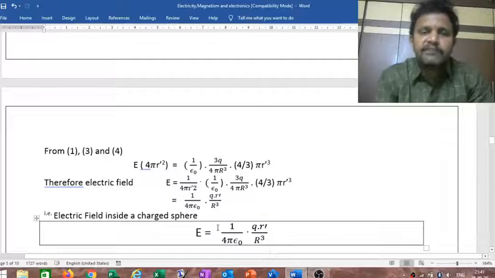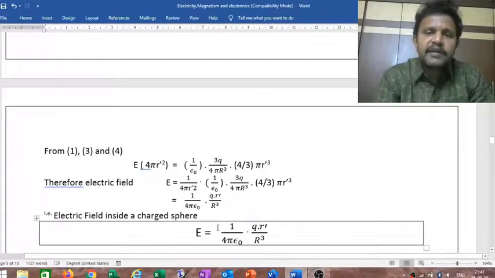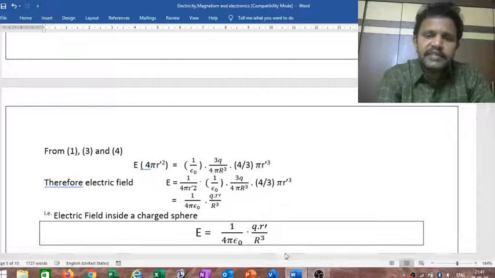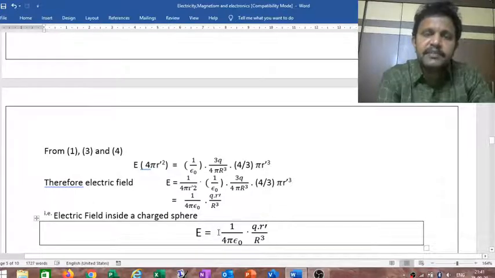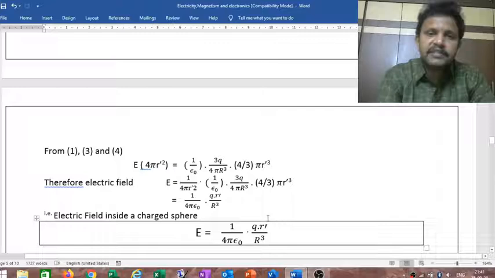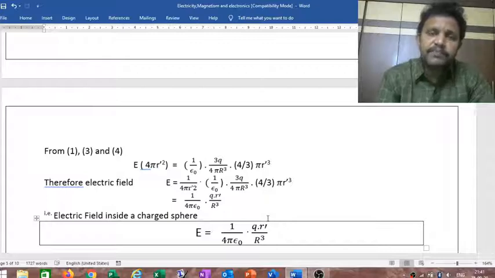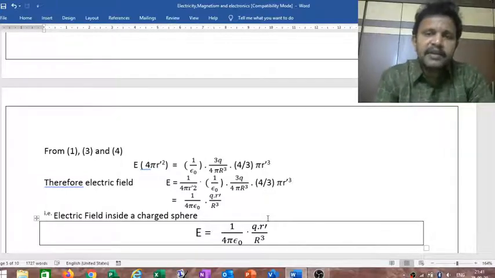So electric field inside the charged sphere E is equal to 1 by 4 pi epsilon naught Q r dash by R cube. From this equation, it is clear that the electric field is proportional to the distance. That is, electric field at the center is 0 and it gradually increases with the distance up to the surface of the sphere, where it becomes maximum. Later, it gradually decreases with distance.